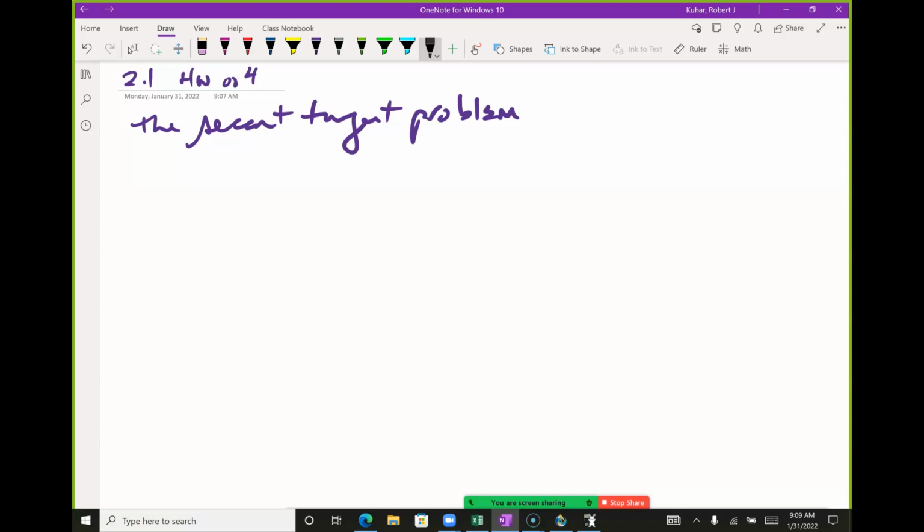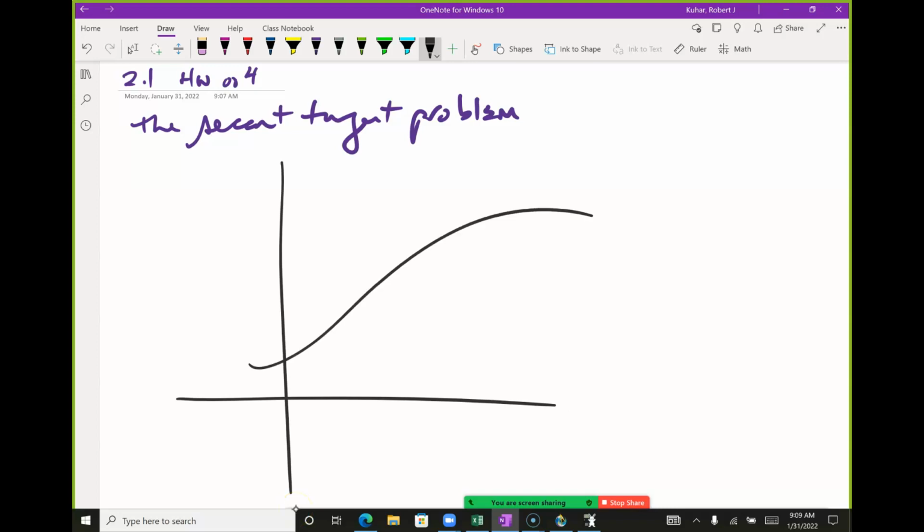The whole idea here is that I have some function and I'm interested in the tangent line. I'm interested in this slope, the slope of the line that hits one time. This is called a tangent line.